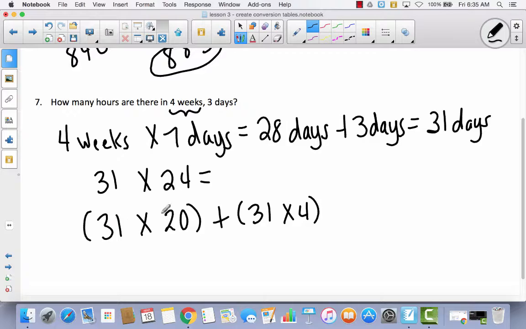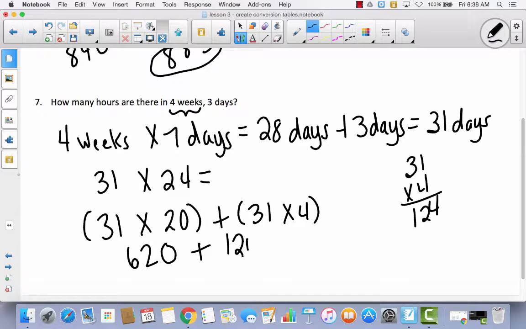So 31 times 2 would be 62, and I'm going to add a 0 to that, and that gives me 620. Now I'm going to do 31 times 4. I could come over here and just do 31 times 4. I could probably do it in my head because there's really no regrouping, but it's 124. And I'm going to add these together. So 620 plus 124 would be 744 hours. It's a lot of hours, isn't it?